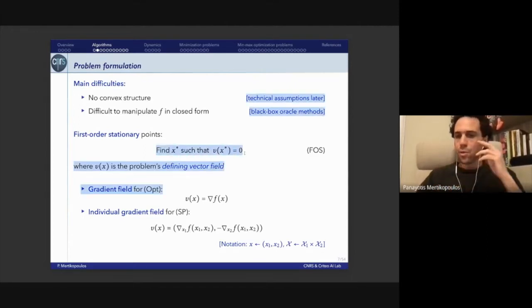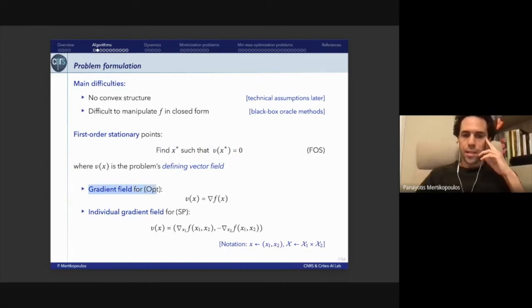So zeros, if you want, of an associated vector field that is derived from these dynamics. In the case of minimization problems, this is just going to be the gradient field of the function to be minimized, and in saddle point problems, this is going to be the individual gradient field of the dynamics of the saddle point objective. All right.